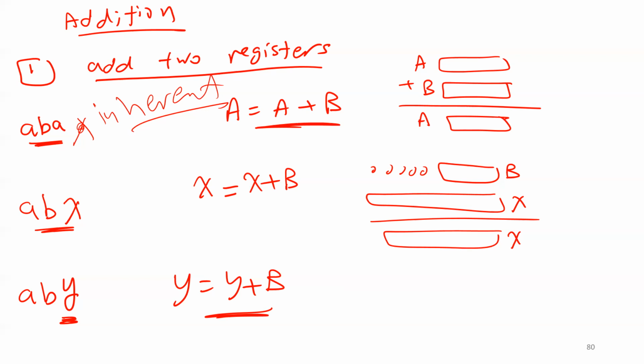For example, X is pointing here. If I add 0 to X, I'm going to get element 0. If I add 1 to X, I'm going to get the address of element 1. If I add 70 to X, then I'm going to get the address of element number 70, and so on.